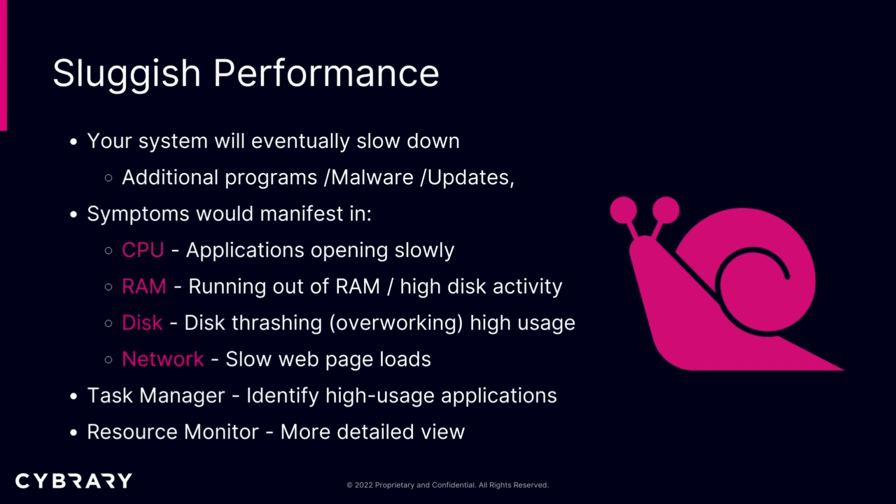Now, we're going to go through a list of things that those could be. Say, for instance, the CPU. Poor CPU performance would manifest in applications opening or executing slowly. The CPU fan may be running higher than normal as well. RAM. When a system is out of RAM, you'll see high disk activity. As the physical RAM is used up, the system will rely on virtual memory on the hard disk.